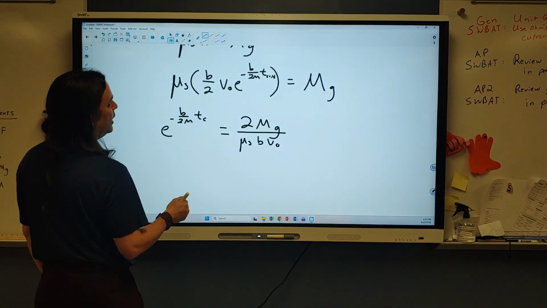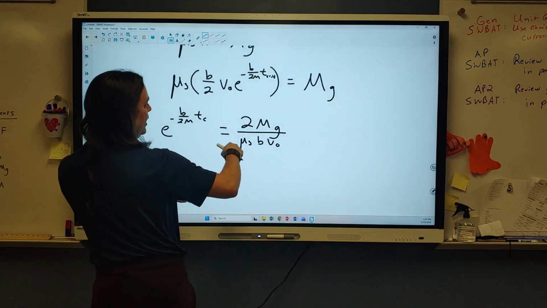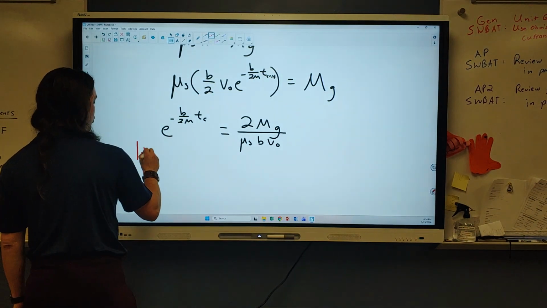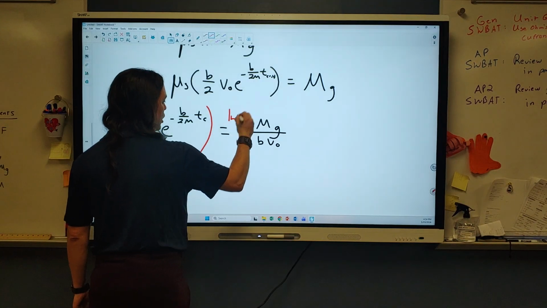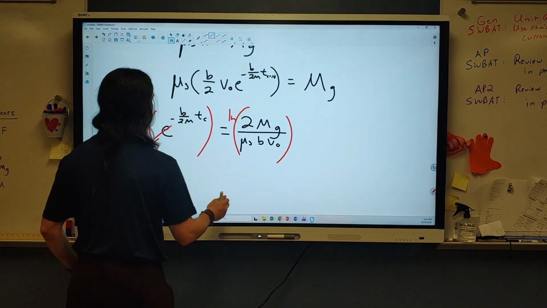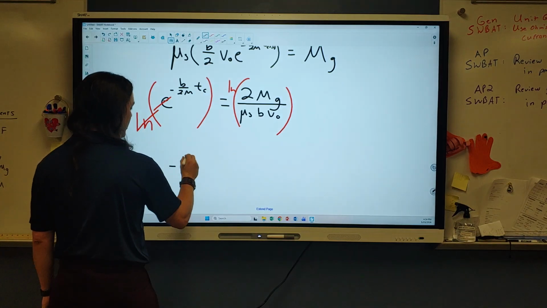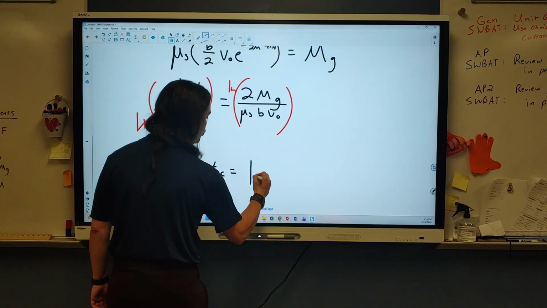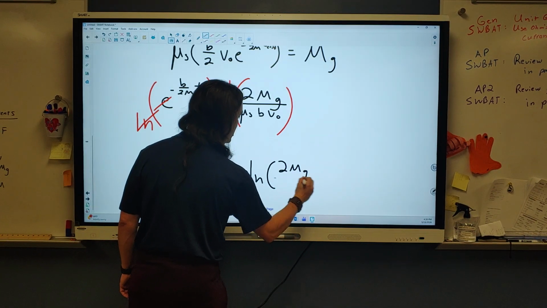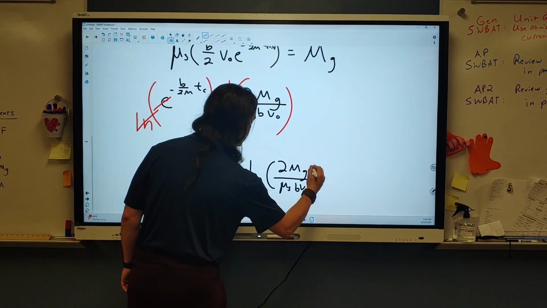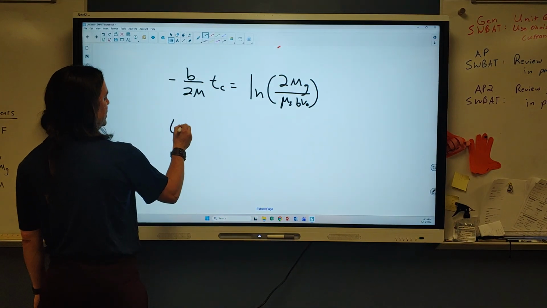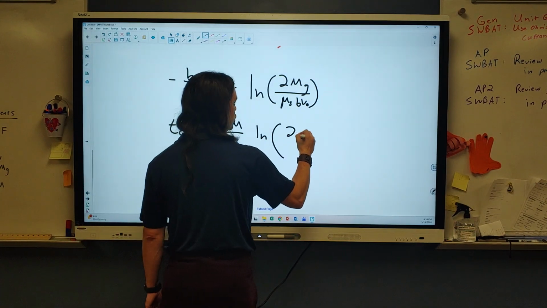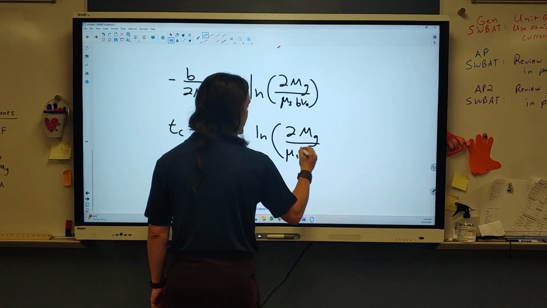Okay, great. And then I'm pretty certain I've got that divided by that, the 2 went up there, the v naught went down there. Looks good. Then I need the natural log of this to get rid of the e, and I would end up with the following. Negative b over 2m tc equals natural log of 2mg over mu s b v naught. And then finally, tc would be equal to negative 2m over b natural log of 2mg over mu s b v naught.